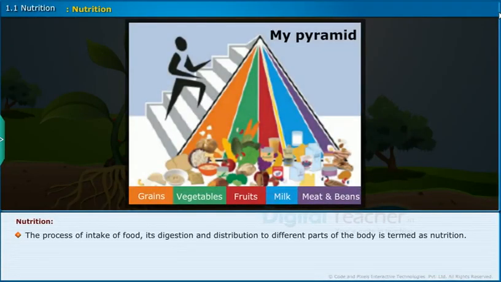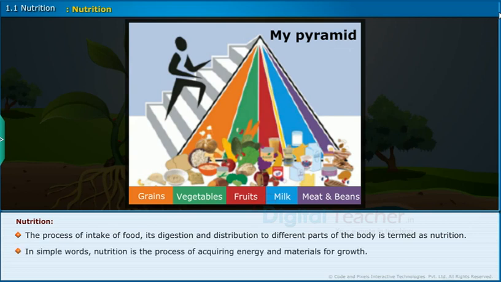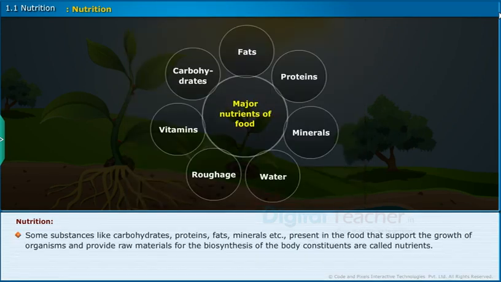The process of intake of food, its digestion and distribution to different parts of the body is termed as nutrition. In simple words, nutrition is the process of acquiring energy and materials for growth. Some substances like carbohydrates, proteins, fats, minerals, etc. present in the food that support the growth of organisms and provide raw materials for the biosynthesis of the body constituents are called nutrients.